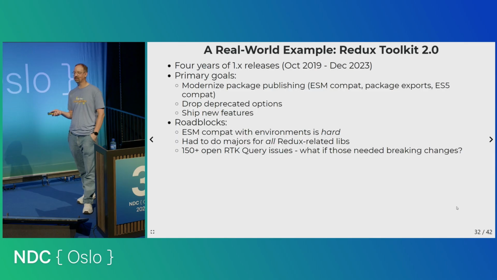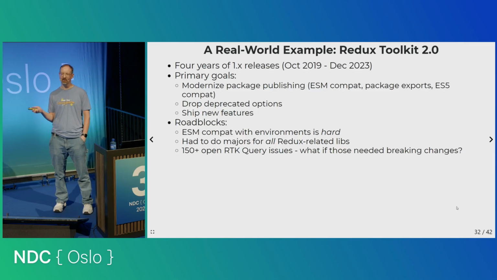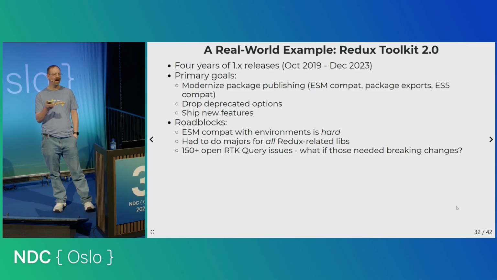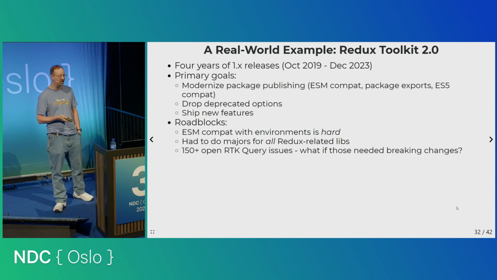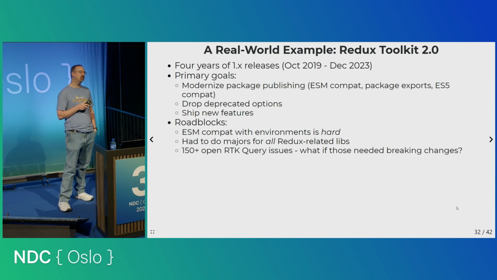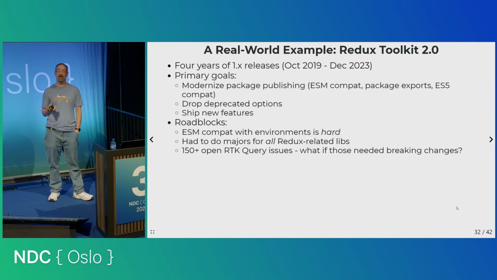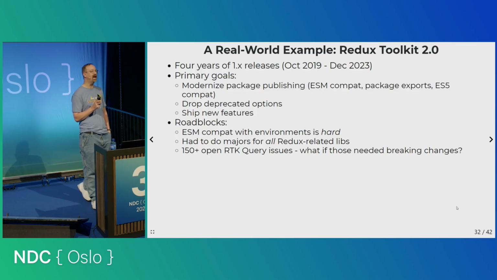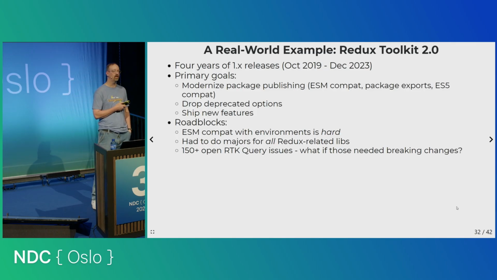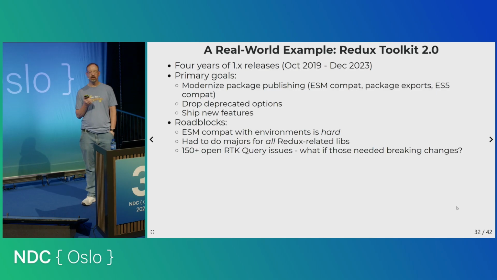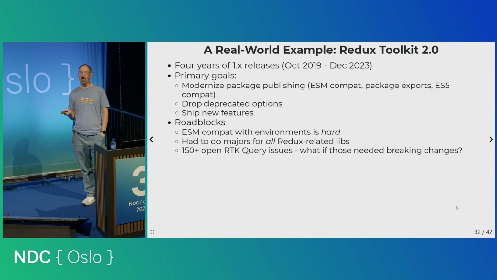And along the way, I realized that I really needed to ship major versions for all of our libraries because I had to do the same packaging changes for all of them. But there was another problem. At the time, we had probably at least 150 open issues related to the RTK Query data fetching piece in Redux Toolkit. And we'd gone along 4 years of 1.x. It was finally time for a 2.0. And I really didn't know how long it might be before we might ship another major version after this.